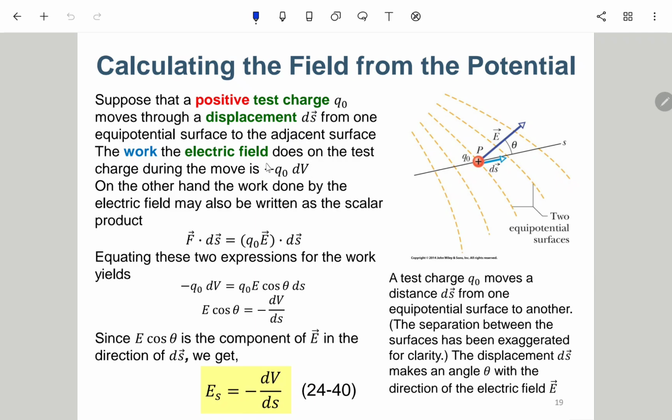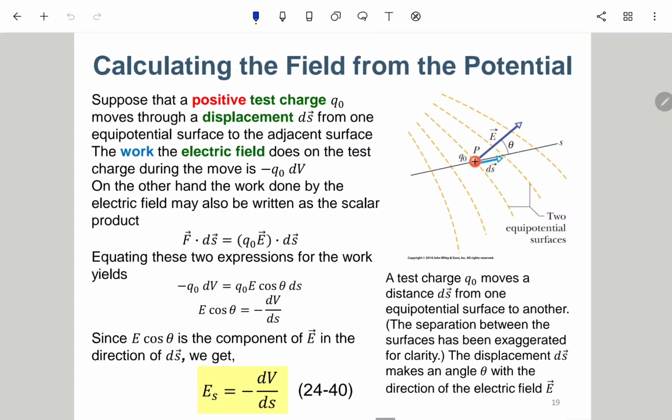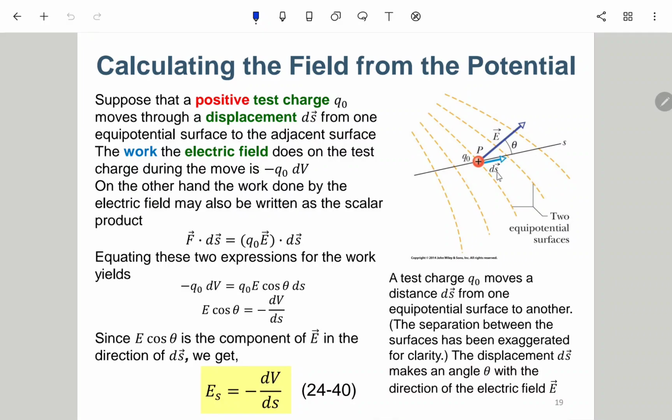This is the definition at the very beginning in this chapter: W equals negative Q times the potential difference. This is a general case. Suppose that we have a varying potential field. In that case we have some equipotential surfaces indicated by these orange dotted lines. Here we have a test charge starting at this point and then moving along this path.